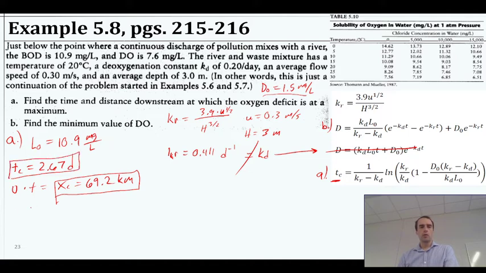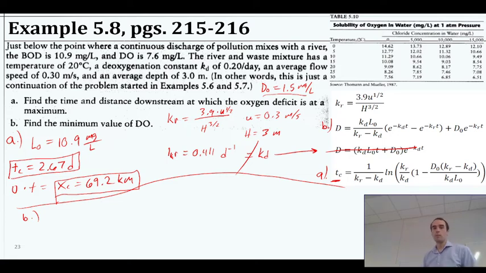Part B is more calculator entry, essentially. Here we need to find the minimum value of DO, so we need to find the maximum deficit. The maximum deficit is going to be at this critical point. So we're essentially going to solve for D equals all this stuff at T equal to 2.67 days.